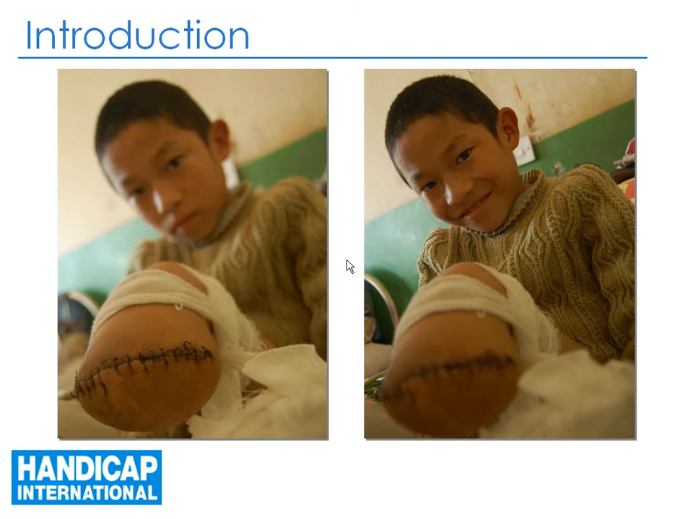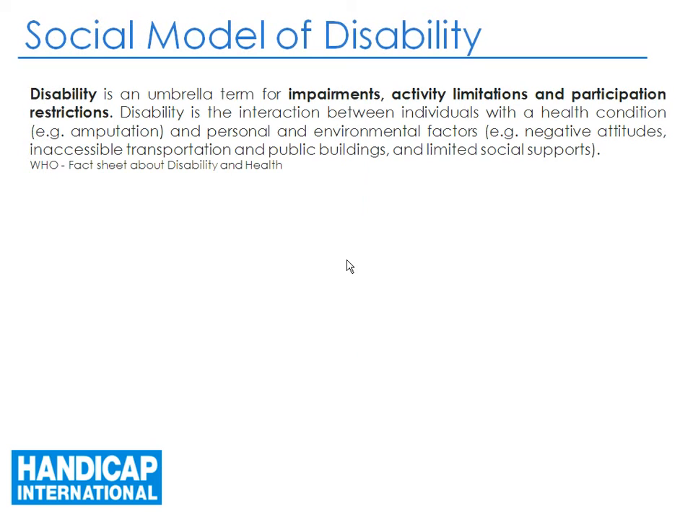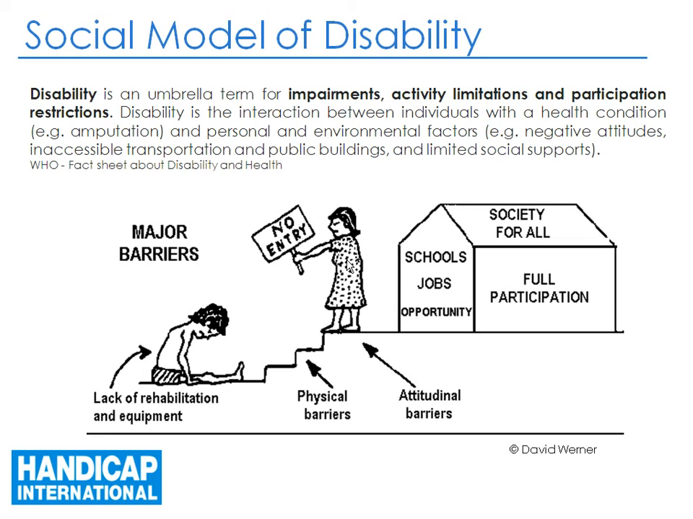To better understand what that means, I'll start with this very nice definition of disability that was provided by the WHO. Very broad definition that says that disability is an umbrella term for impairment, activity limitation, and participation restriction. Disability is the interaction between individuals with health conditions, so for example amputation, and personal and environmental factors such as negative attitudes, inaccessibility of transportation or public buildings, and limited social support. Nice definition, but I prefer this drawing that shows a little bit better what disability is about.